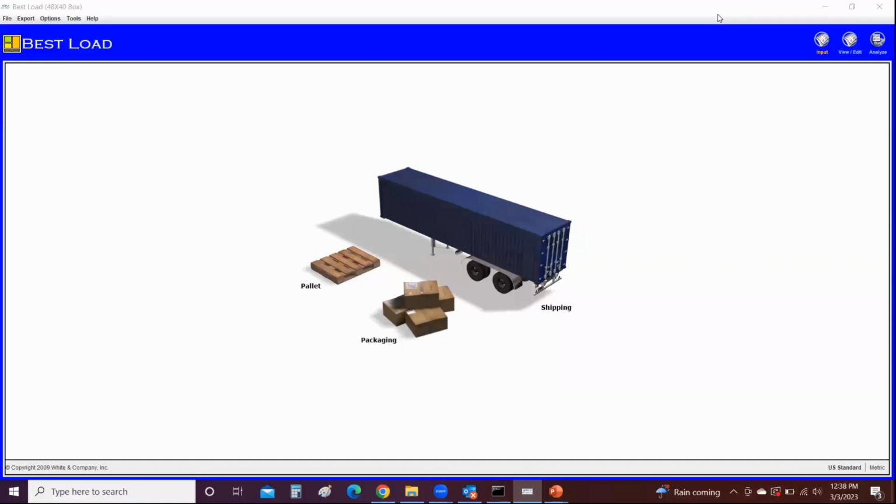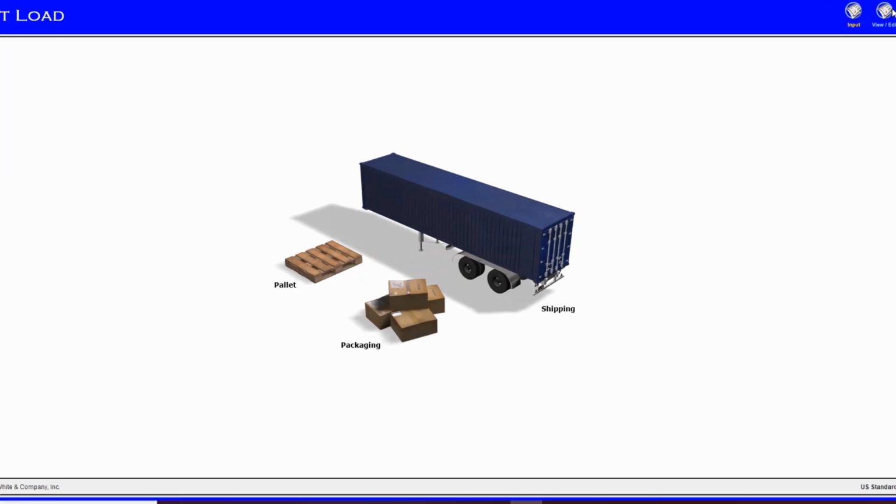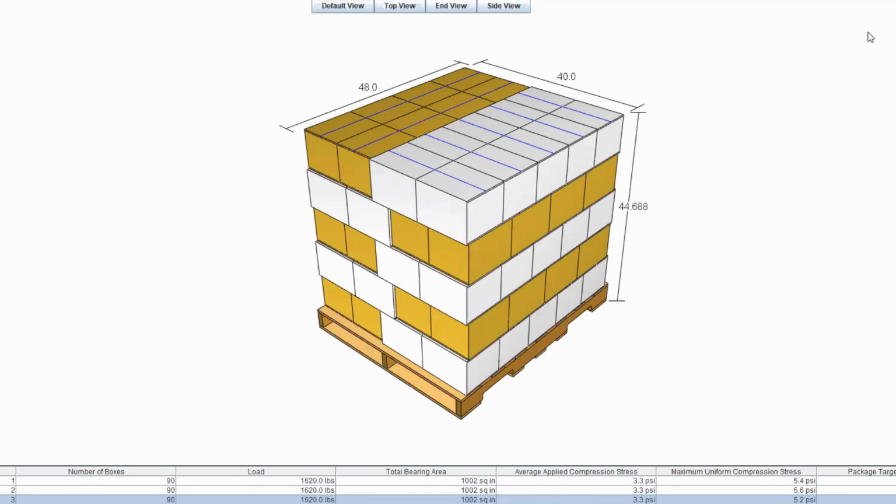The following are examples of how best load software can be used to optimize unit load designs in order to improve performance and safety while reducing cost and creating new supply chain efficiencies. This unit load is comprised of a new 48-inch by 40-inch pallet and interlock double-wall BC flute corrugated containers. The goal is to reduce overall cost of the unit load.